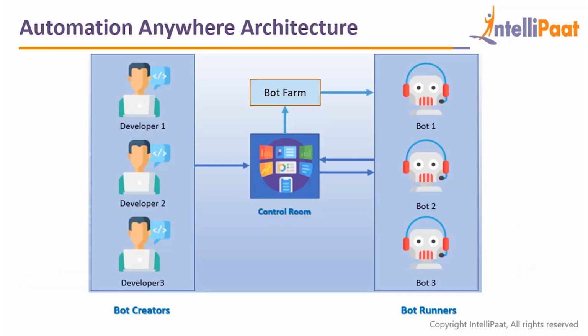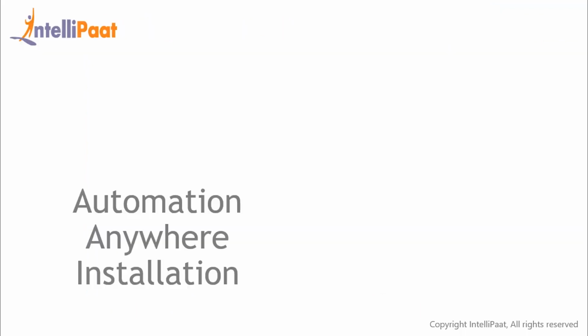To summarize, here is a simple representation of the architecture of Automation Anywhere. The developer builds the bots in the bot creator, while the control room's features include all the bot analytics, and it keeps track of the status of each and every bot. And the bots are run in the bot runner. The bot farms let the bot runner borrow the service as and when needed. Now that we have a basic idea of what Automation Anywhere is, let's see how to install it.